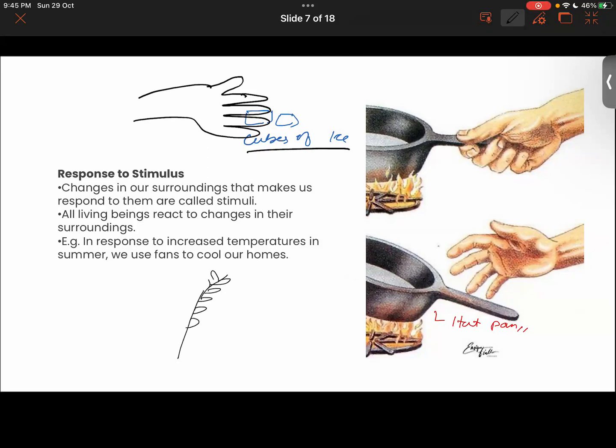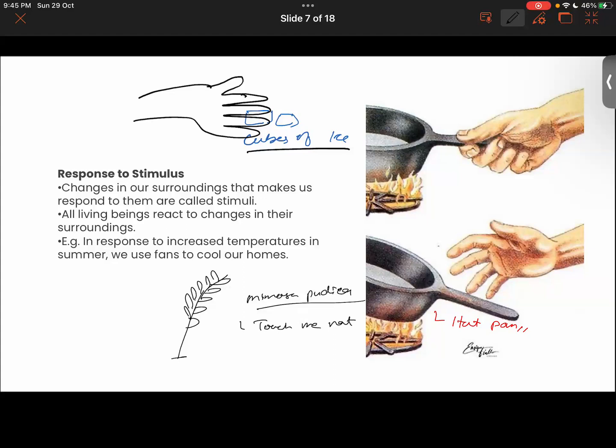Have you seen Mimosa pudica? That is the name of the plant, also called touch-me-not. Touch me not. Why? Because if you touch it, the leaves of this plant will fold. Have you seen that?